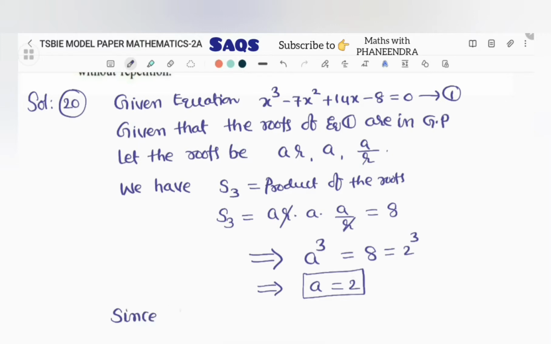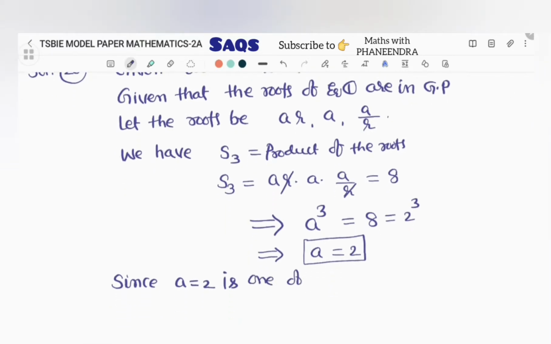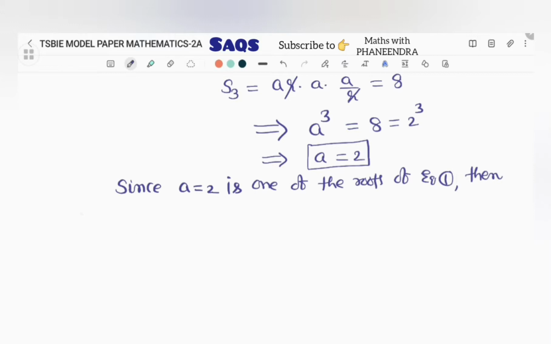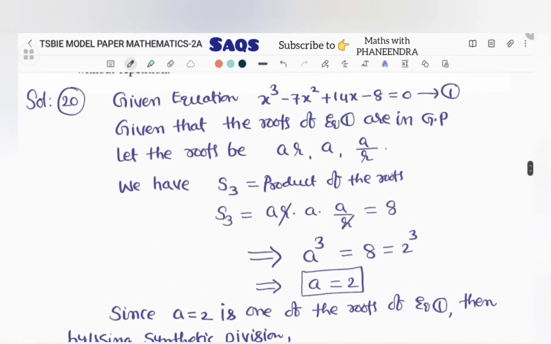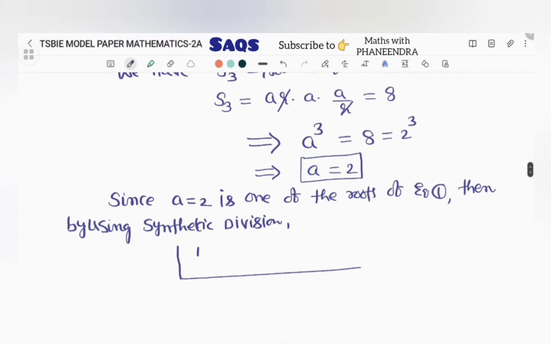Since a is equal to 2 is one of the roots of equation 1, then by using synthetic division, first x cube coefficient in the equation: x cube coefficient is 1, minus 7, 14 and minus 8. So 1, minus 7, 14 and minus 8, so 2 is the root.